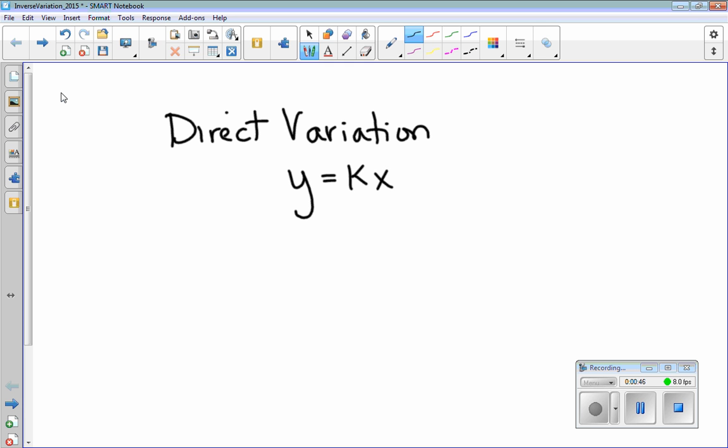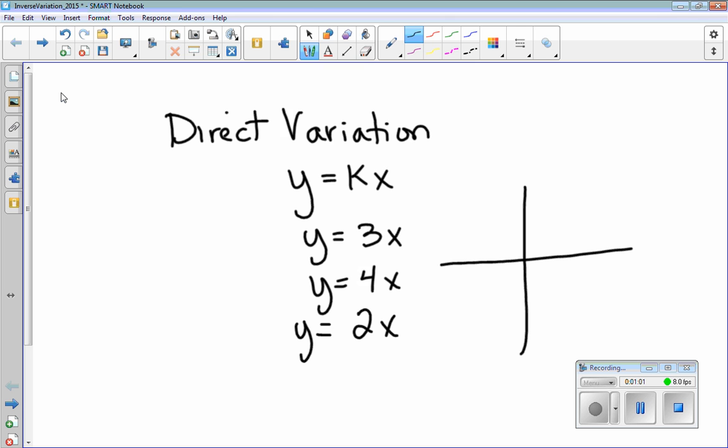y equals kx. Maybe y equals 3x, y equals 4x, y equals 600x. Yeah, it was a couple years ago, right? And when you graph these functions, all of these functions actually pass through the origin. It depends on whether or not the slope changes. This number here changes the slope, right? And it just goes up or down depending.